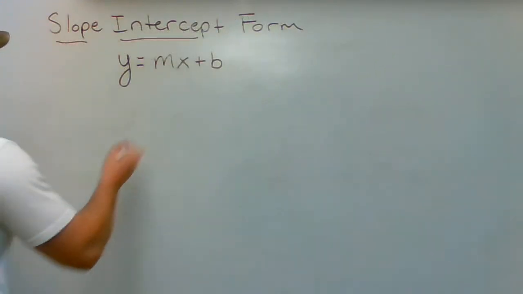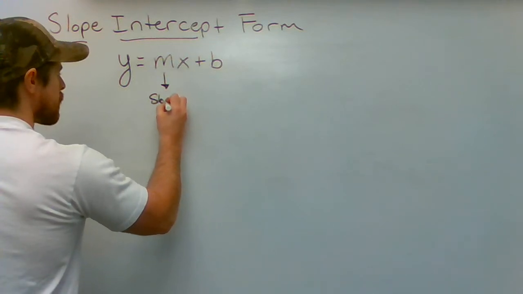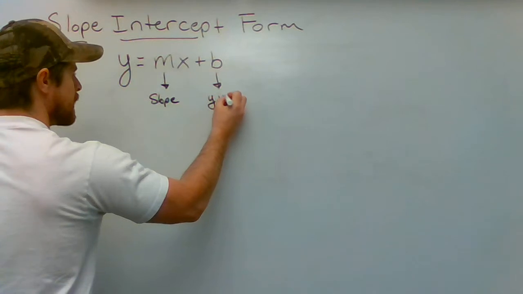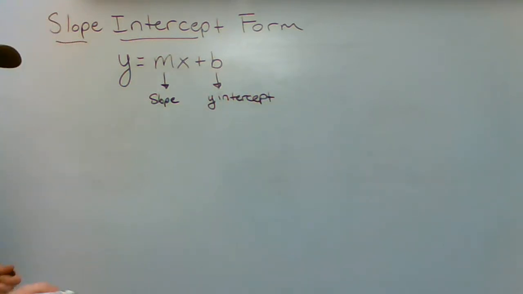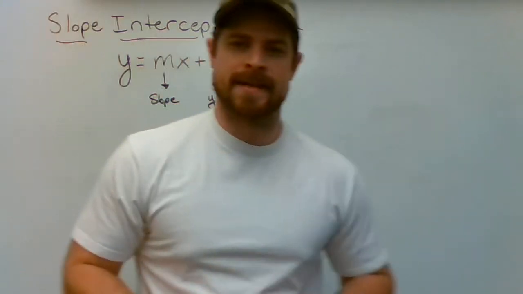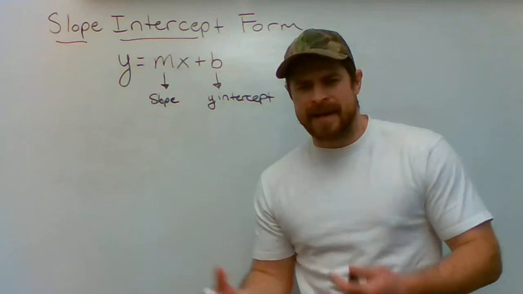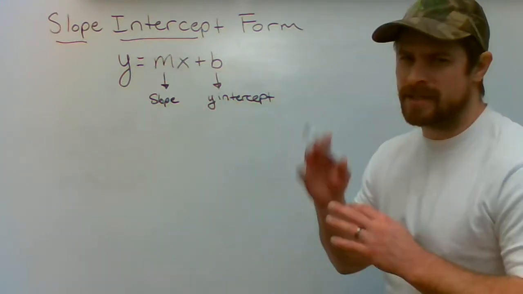First and foremost, the m. The m is always going to represent your slope, while the b is always going to represent what's called your y-intercept. On a graph, the y-intercept is where that line is going to be crossing the y-axis. In a table, it's where x is going to be 0. In a scenario, it's basically your initial start. So let's not overthink or get too much into that.